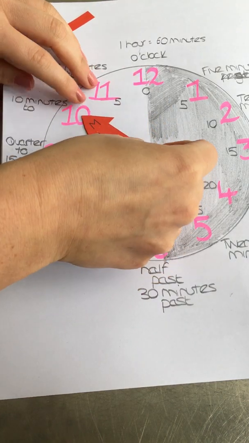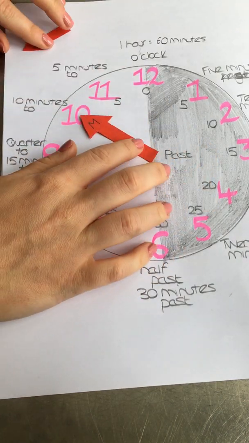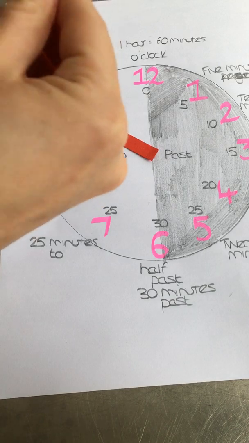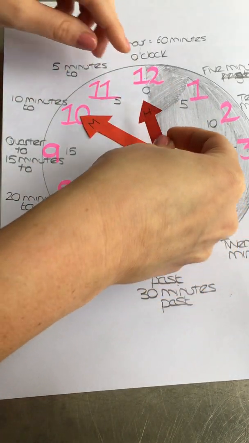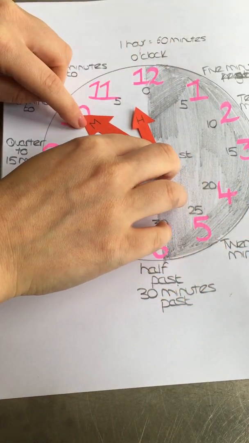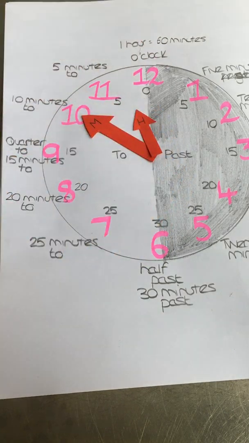10 minutes to, my minute hand goes on the 10. 10 minutes to 12. So my hour hand is coming up to 12. So it's not past 12, it's coming up to 12. And that's 10 minutes to 12.